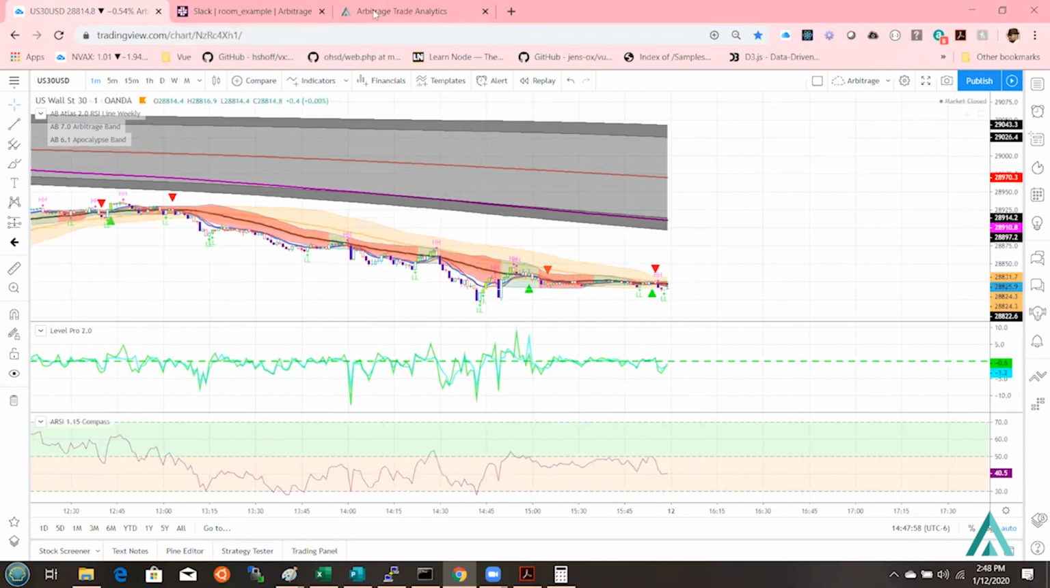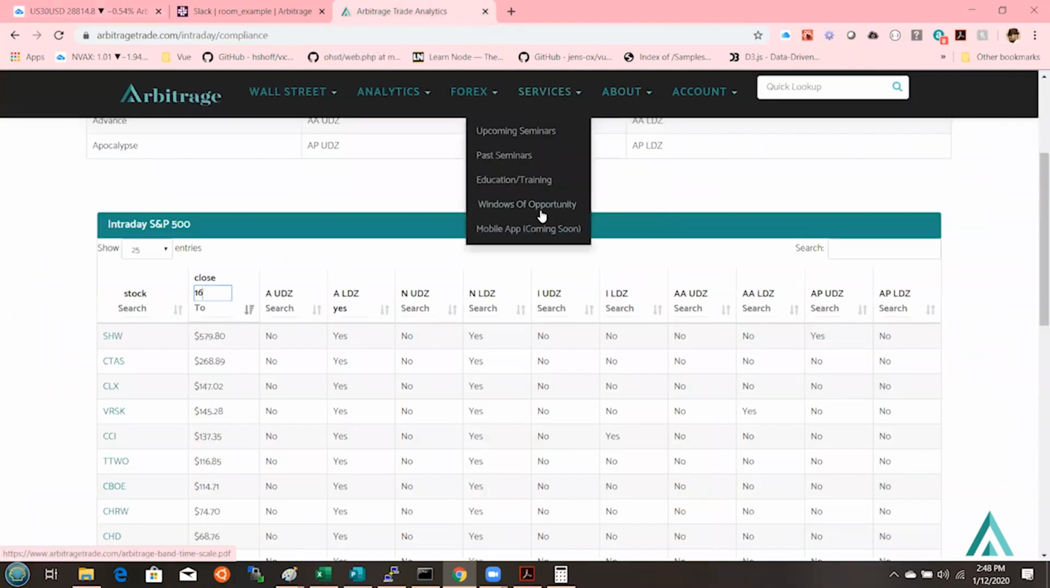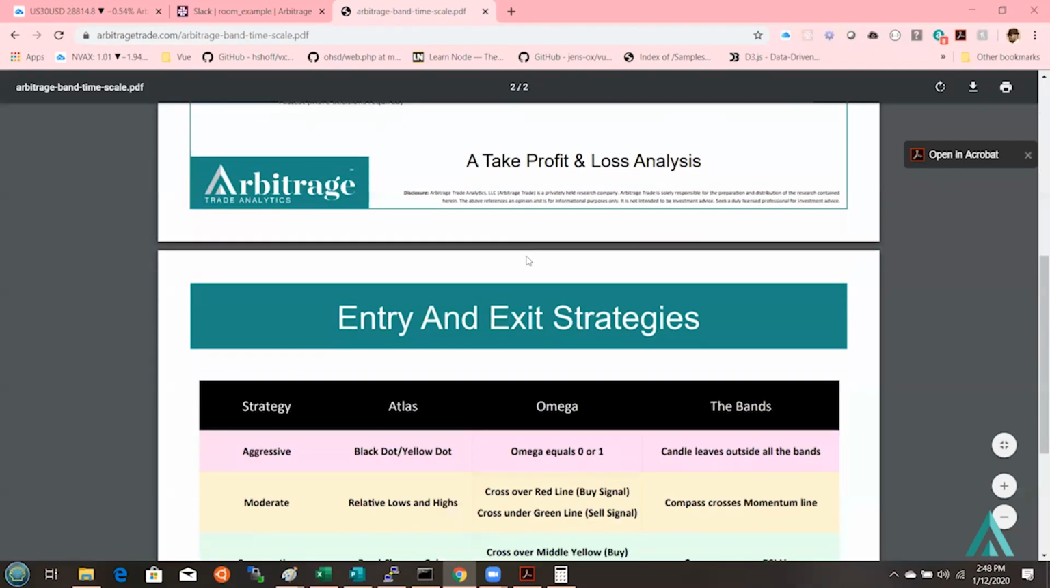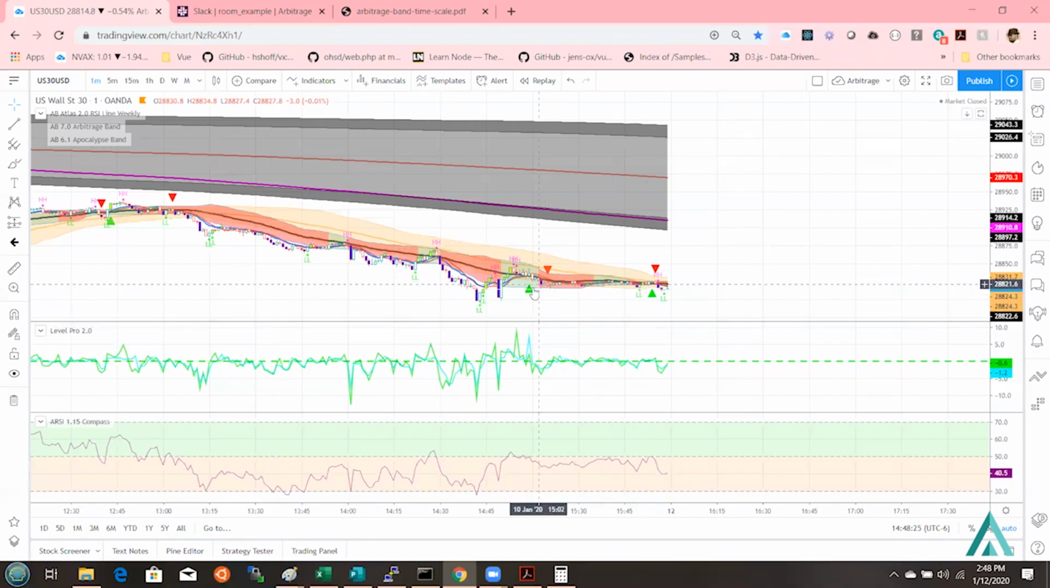You can play the system aggressively, and once again, I'm going to bring up our windows of opportunity to show you what I mean by that. Inside the windows of opportunity, if you scroll down, there are ways to play the system aggressively, moderately, or conservatively. Typically, if I'm playing the system and using the bands, for a conservative entry I wait for my compass to cross my RSI line. That means I'm getting my triangle saying go back in. But if it crosses back under, that's also a signal to get back out.